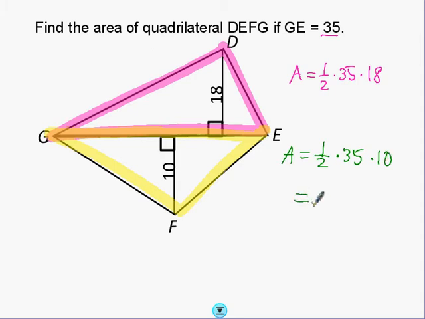So this is 5 times 35, which is 175. And this first one here is 9 times 35, which is 315. We simply add these two areas together and get the total, 490. 490 units squared.